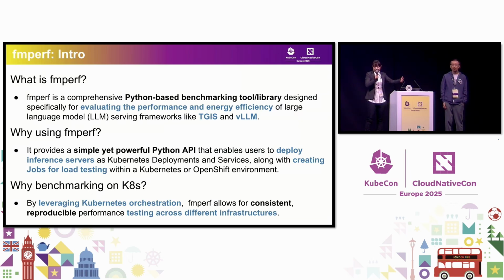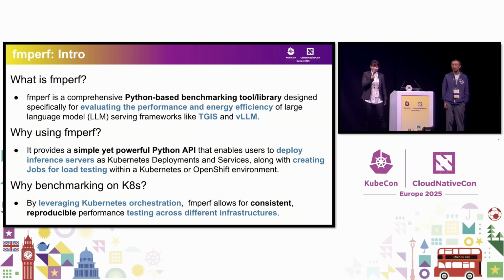And then why do we want to use Fmperf? Because it provides you a simple but very powerful Python API. So it allows you to deploy inference servers as Kubernetes deployments and services without the hassle of defining all your deployment and service YAMLs, etc. And then it gives you a simple Python interface to create different types of load testing within the Kubernetes or OpenShift environment.